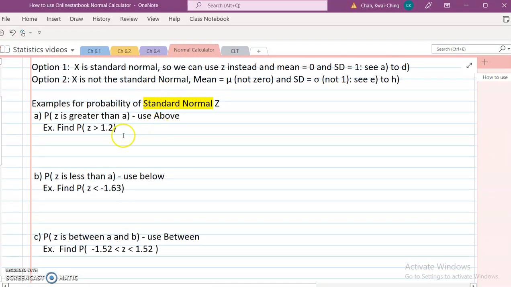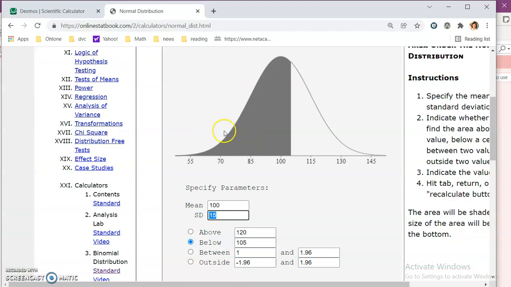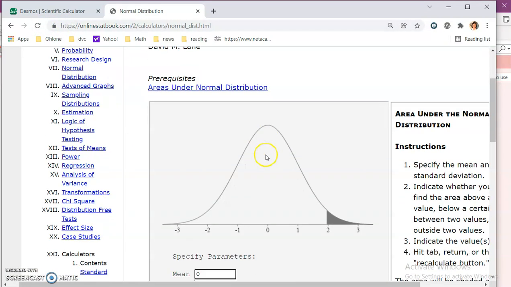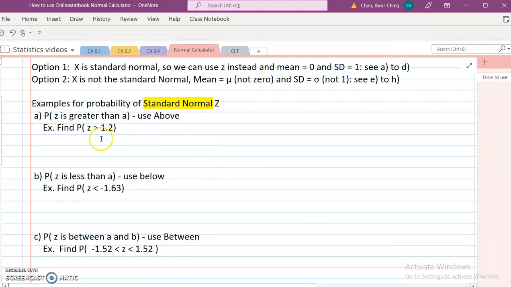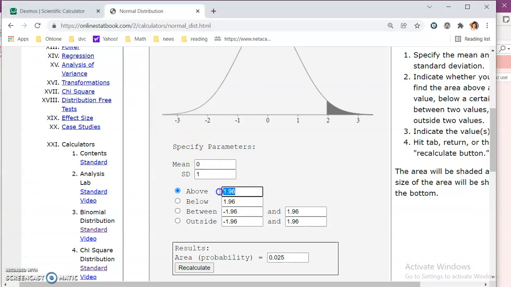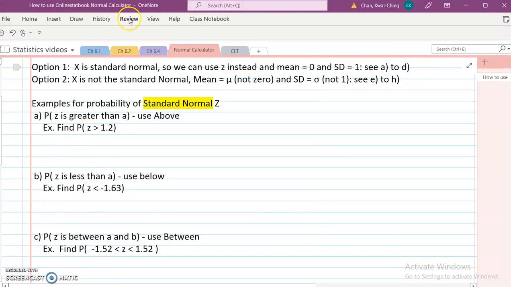So let's do the first example, for standard normal. To do that, remember, you would want to reload your calculator so it's set to mean 0 and standard deviation 1. And then for greater than negative 1.2, we know we would use above 1.2, right? So you can see 1.2 is right here. Always check the graph. That is what you want, and have the above option clicked, and then do recalculate. It's 0.1152. So we use above. Maybe I'll just draw the curve here.